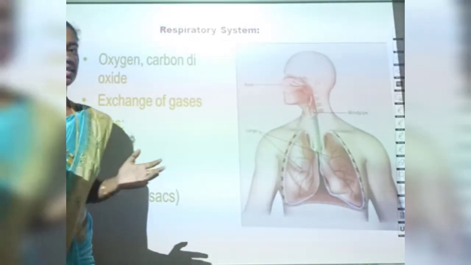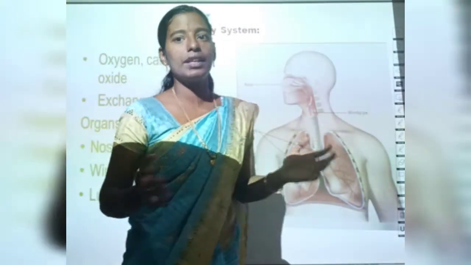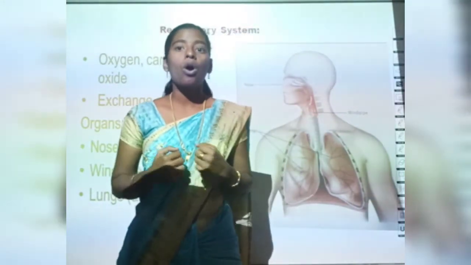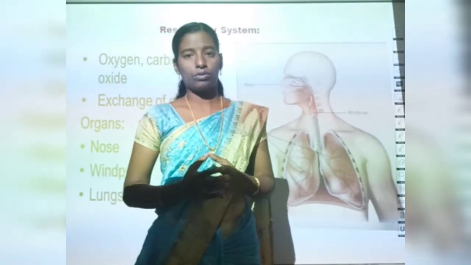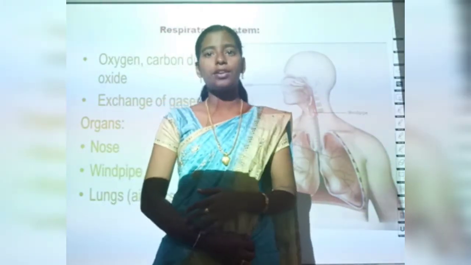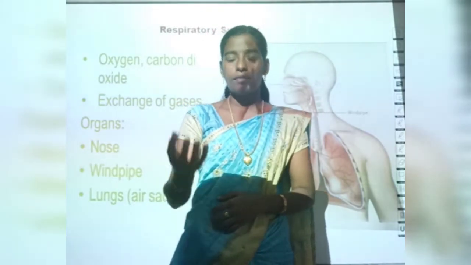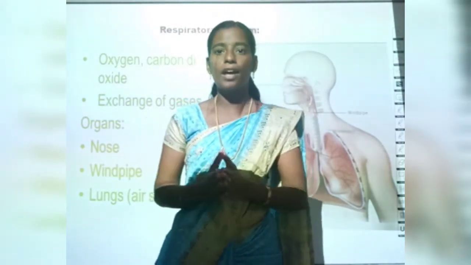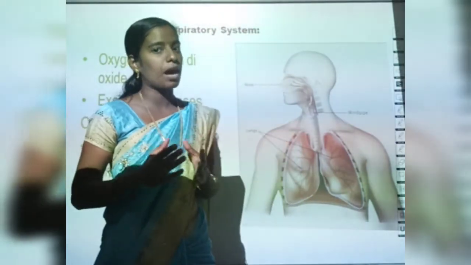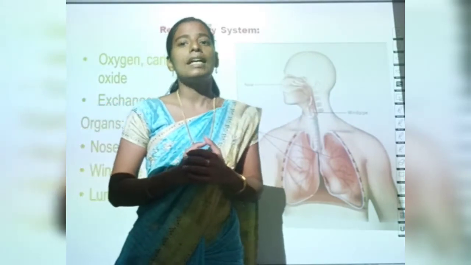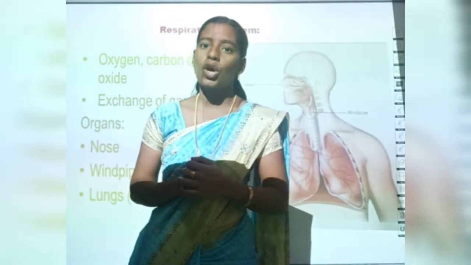Respiratory system means to live we need oxygen, right? Our body needs oxygen to live, but we don't want carbon dioxide to stay in our body. So we have to take in oxygen and we have to remove the carbon dioxide from our body. For that, this respiratory system is used.